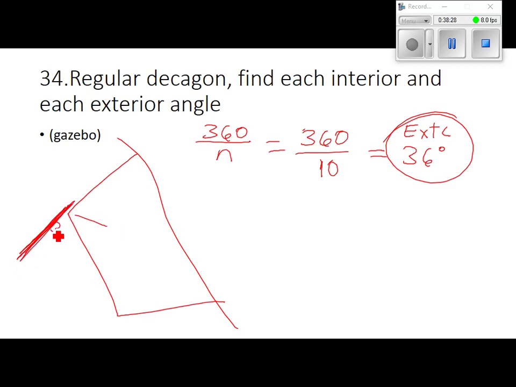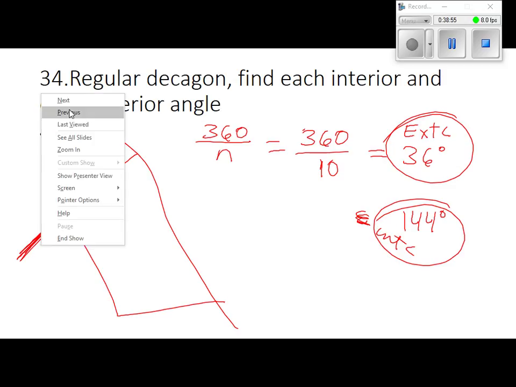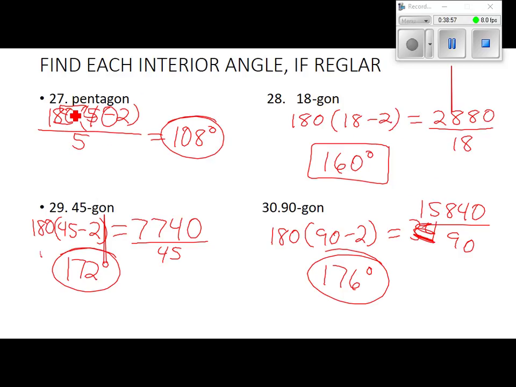If this exterior angle is 36 degrees, how could we find that interior angle? Easier way than what we were doing on the last slide. Subtract that from 180. What's 180 minus 36? 144. This is each interior angle, 144 degrees.